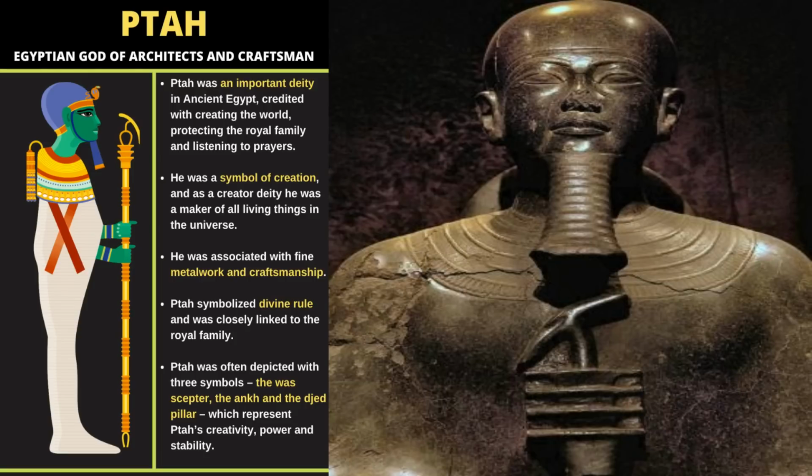Now he was associated with fine metalwork and craftsmanship. Ptah symbolized divine rule and was closely linked to the royal family. Ptah was often depicted with 3 symbols. That was a scepter, the ankh, which obviously means life, and the Jed pillar, which represents Ptah's creativity, power and stability. That's how he created things.